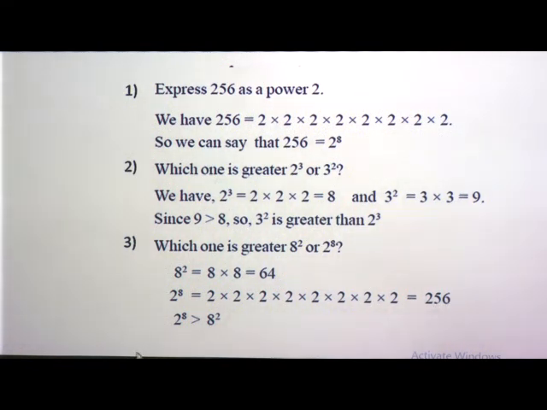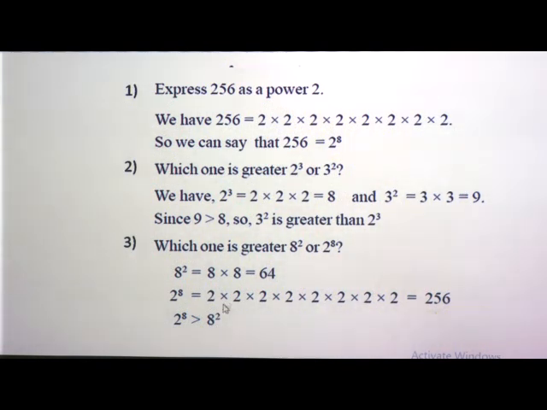Now you can compare the products of both, that is 64 and 256. Which is greater? 256 is greater, which is the one with base 2 and exponent 8. So, 2 to the power of 8 is greater than 8 to the power 2, or 8 square.